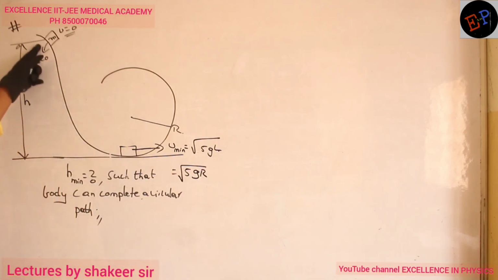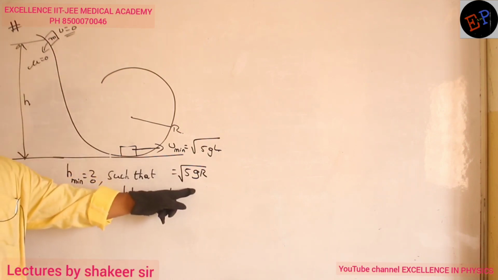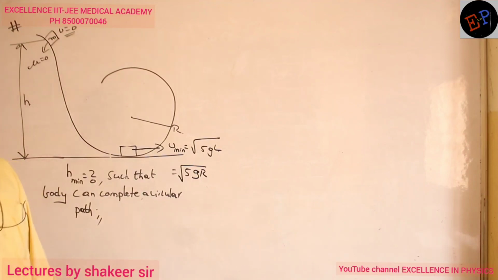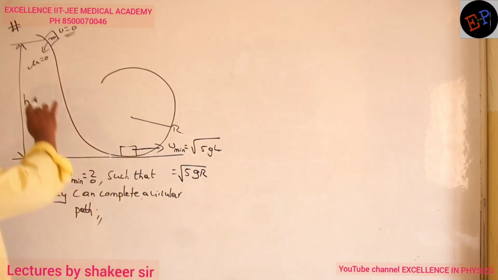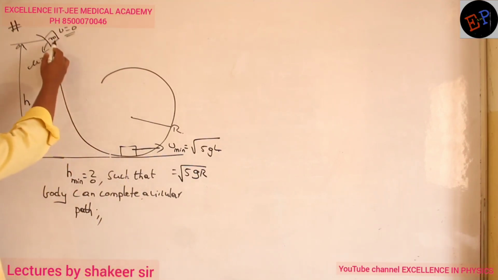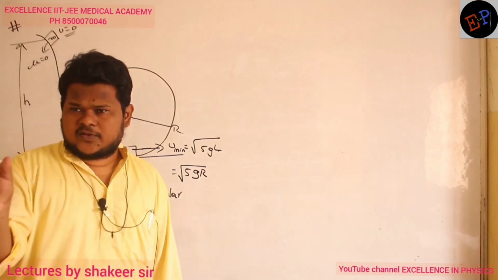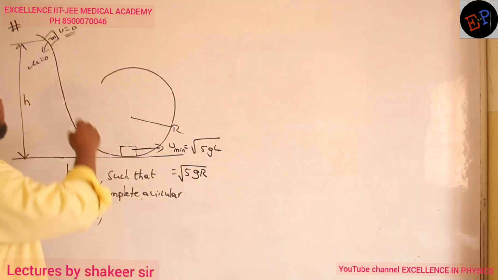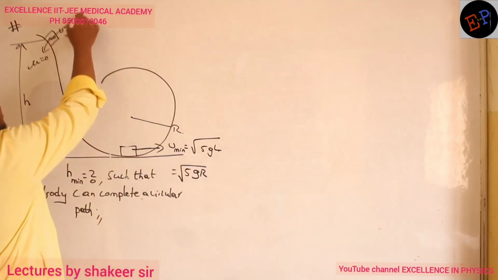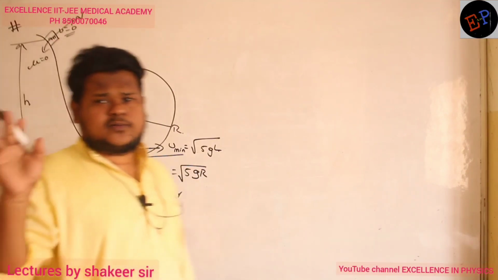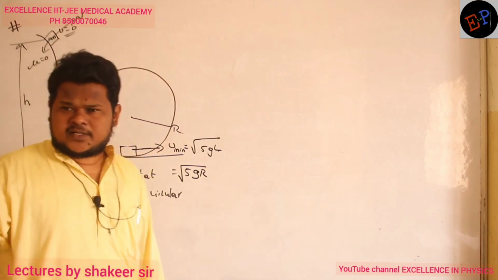So initial velocity is U. Final velocity is root 5gr. Then can't I use the law of conservation of mechanical energy here? The body is coming down. How many forces are acting on this mass? Only the gravitational force does some work. Normal reaction is also there, but normal reaction cannot do any work.